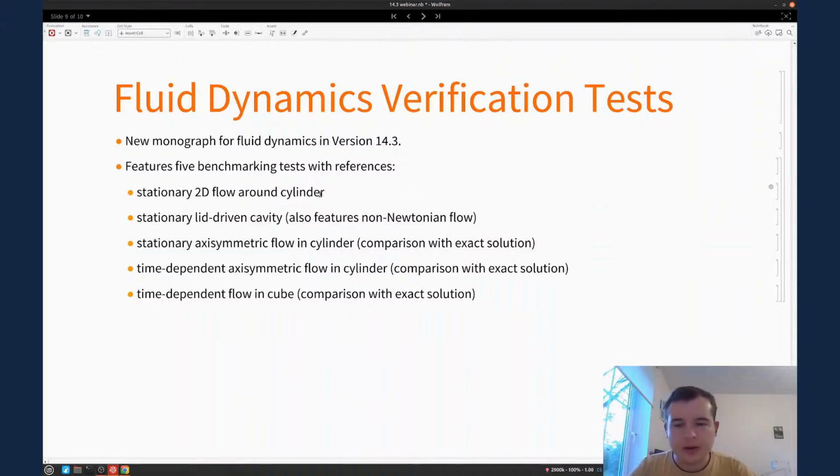This is a very common benchmark in fluid dynamics, and the goal of this benchmark is to compute the traction and the lift acting on a cylinder. The second benchmark is the lid-driven cavity, also stationary, and this one also features non-Newtonian fluids. The third and the fourth are axisymmetric flows in a cylinder. One is stationary, the other one is time-dependent, and this is a comparison with the exact solution. And the last benchmarking test is a time-dependent flow in a cube, which is once again a comparison with an exact solution.